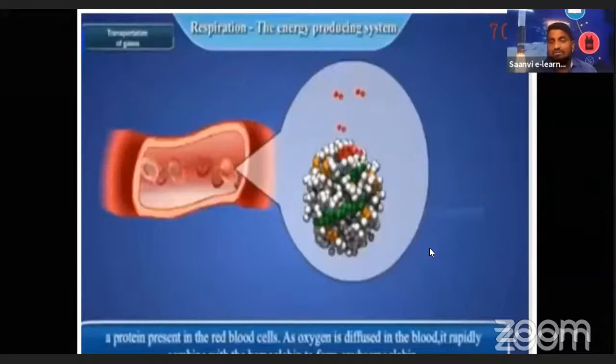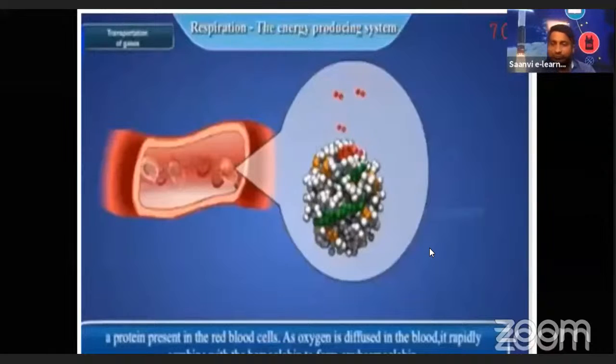So why is it combining? A protein is present in the red blood cells. When oxygen is diffused from the alveoli of the lungs to the blood capillaries, it rapidly combines with the hemoglobin to form oxyhemoglobin. Hb is hemoglobin, O2 is oxygen. Hb plus O2 gives rise to HbO2, oxyhemoglobin.